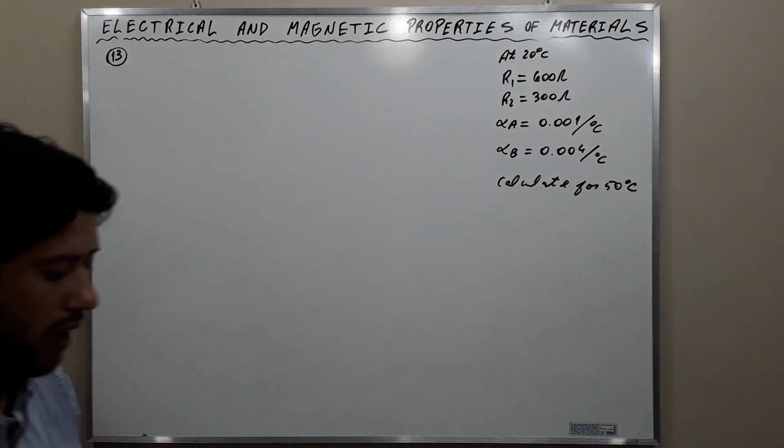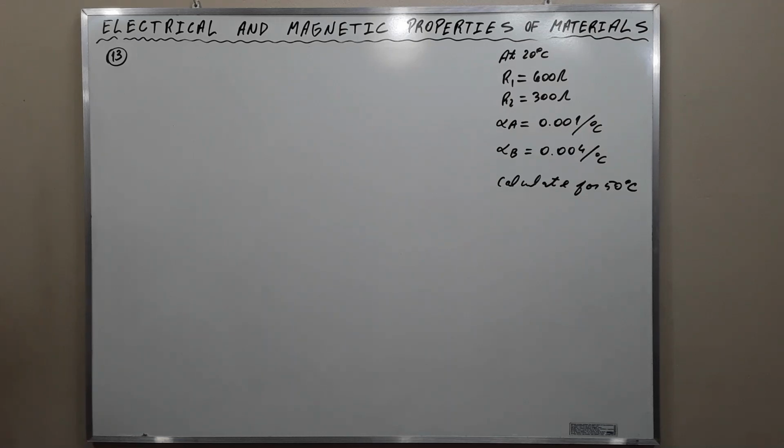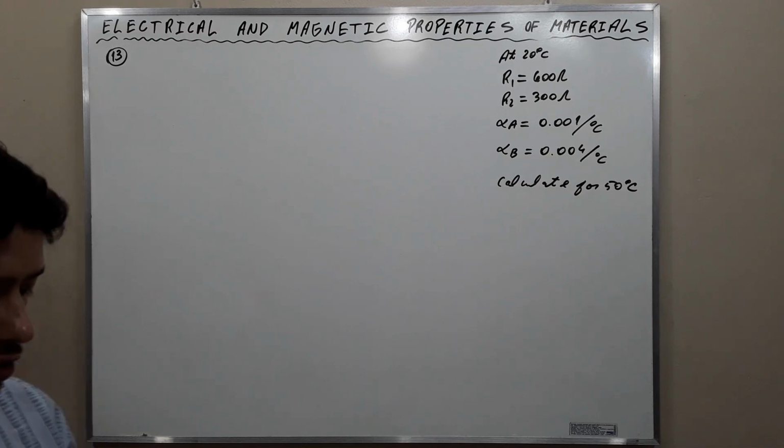Exercise 13 now. A heating element consists of two wires of different materials connected in series. At 20 degrees Celsius, the two wires have resistances of 600 ohms and 300 ohms and average temperature coefficients of 0.001 per degree Celsius and 0.004 per degree Celsius respectively. With this data, what is the heating element's total resistance at 50 degrees Celsius? Okay, this is the exercise. Let's go to the solution.